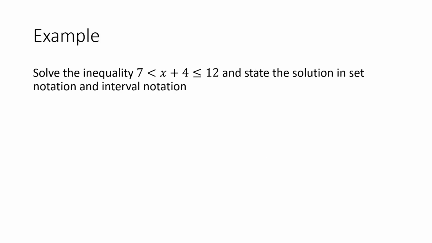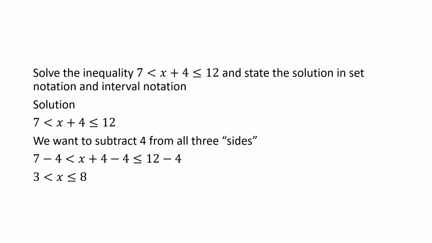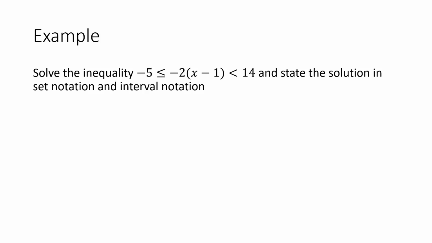Now, what if we want to solve this inequality here? State the solution in set notation and interval notation. Well, we start with 7 is less than x plus 4 is less than or equal to 12. What we want to do now is subtract 4 from all three sides. Whatever we do, we have to do it to all three parts of this inequality. So we're going to subtract 4, and subtract 4. Okay? That leads us to 3 less than x less than or equal to 8. And that's our final answer. Okay? And we state our answer in set notation or interval notation.